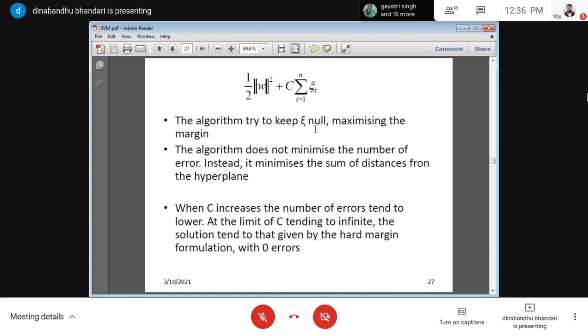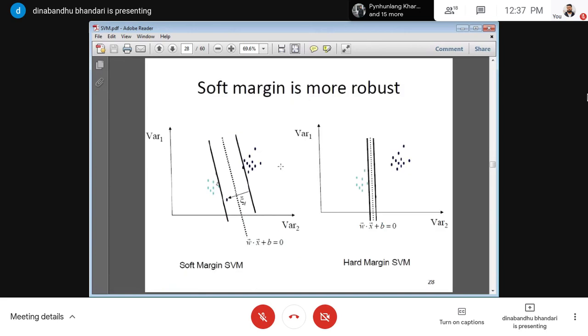The algorithm tries to keep xi null, maximizing the margin. The algorithm does not minimize the number of errors. Instead, it minimizes the sum of distances from the hyperplane. When C increases, the number of errors tends to lower. At the limit of C tending to infinity, the solution tends to that given by the hard margin formulation. Obviously, if you want C equal to infinity, then xi i has to be 0, otherwise this will dominate, so we go back to the hard margin. If C is 0 or very small, it does not matter what the xi i value is, you are very flexible. That is the soft margin case.